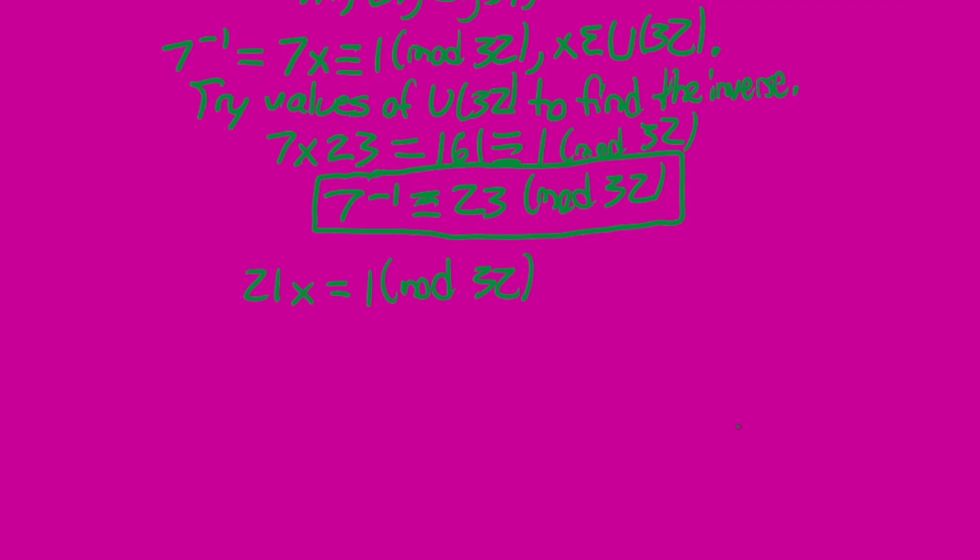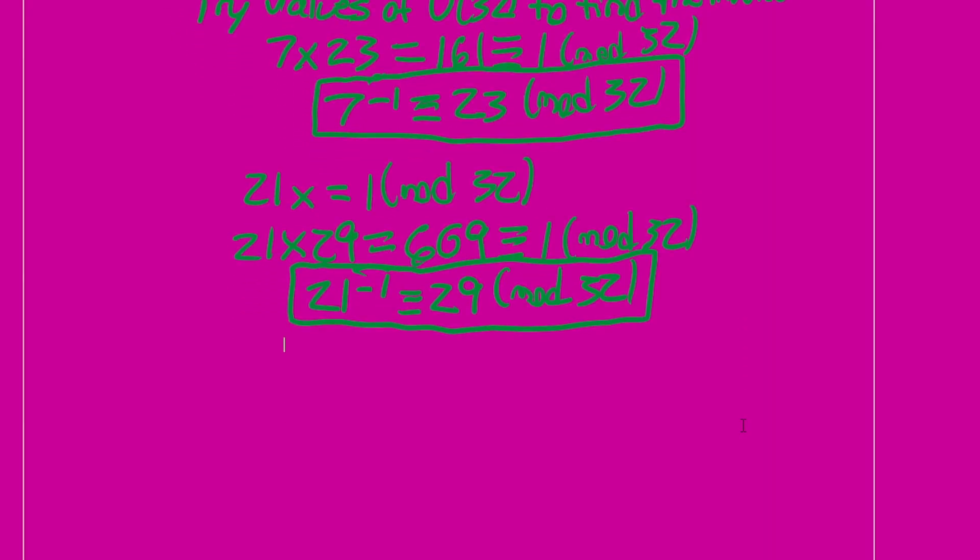After you do some trial and error, you'll find that 21 times 29 is equal to 609, and that's logically equivalent to 1 modulus 32. So the inverse of 21 is logically equivalent to 29 modulus 32. All right, that's the first one knocked out. Now let's do the second one.